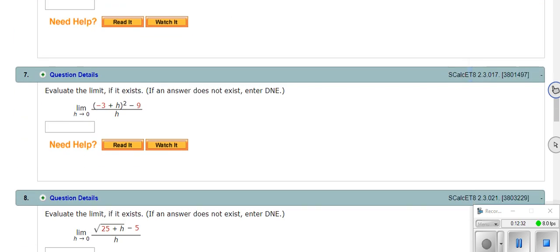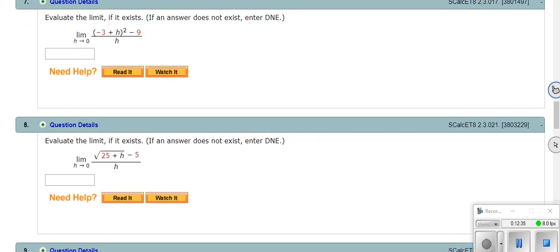Moving right along. Evaluate the limit if it exists. If an answer does not exist, enter D and E. What can I do here? Well, right now, if I put a 0 in for h, that makes my denominator go to 0. So I'm wondering, how can I simplify that? The first thing I can do is expand that -3 plus h binomial that's squared. If I multiply it out, I'm just going to rewrite it.